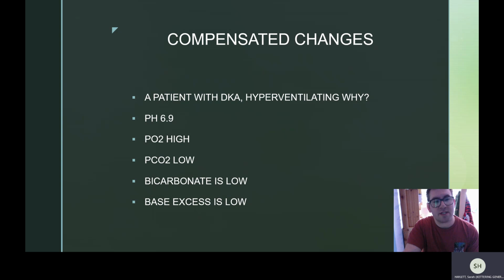Okay, so pH is 6.9, PaO2 is high, PCO2 is low, which will cause an alkalosis, but the bicarbonate is low and the base excess is low, which will cause an acidosis. So they have a metabolic acidosis with a respiratory alkalosis compensation mechanism.